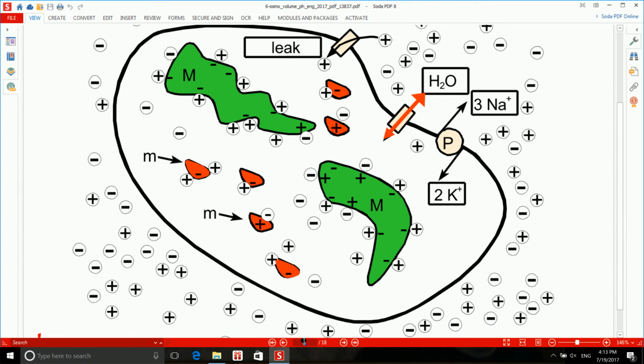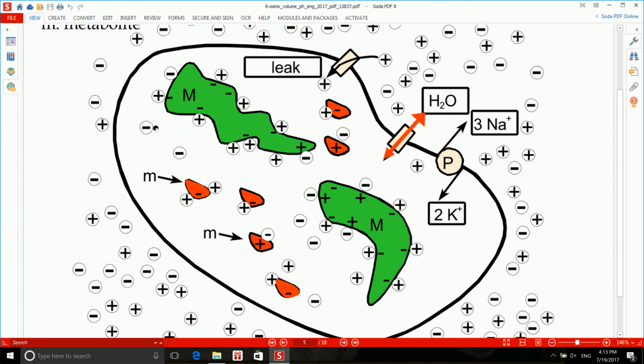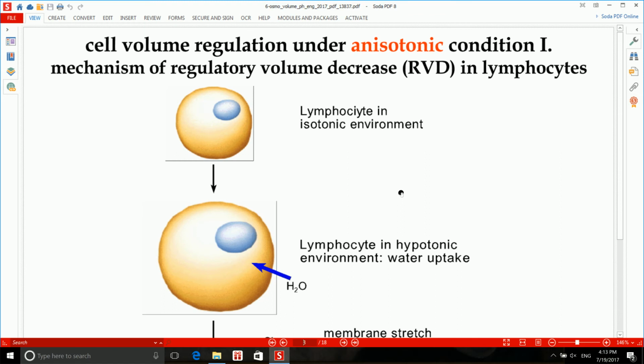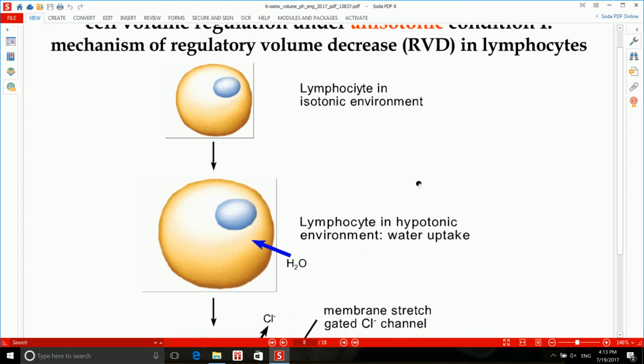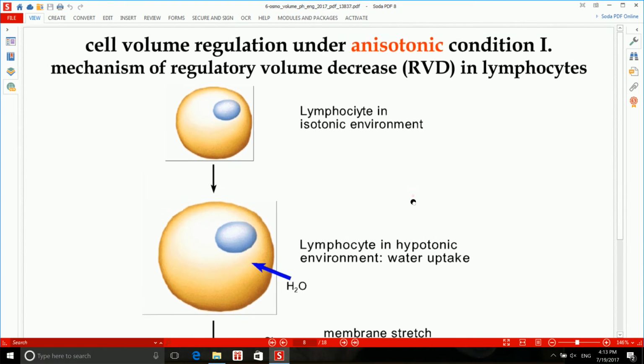Well, the second one is accurate, and most of this lecture is about how these cells are going to react when they're in hypertonic or hypotonic situations. First of all, let's talk about cells in a hypotonic situation. Now, what is a hypotonic situation? First of all, we know a hypotonic situation is not isotonic. It is a subtype of an anisotonic situation.